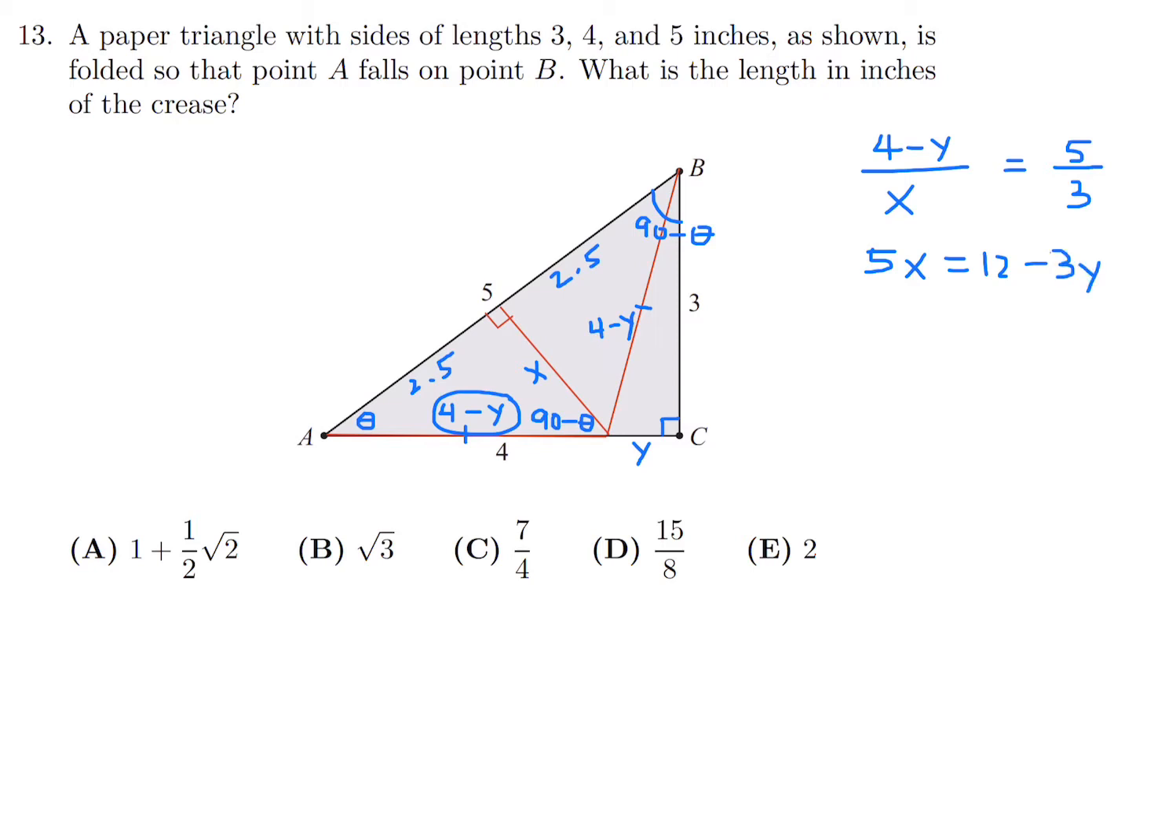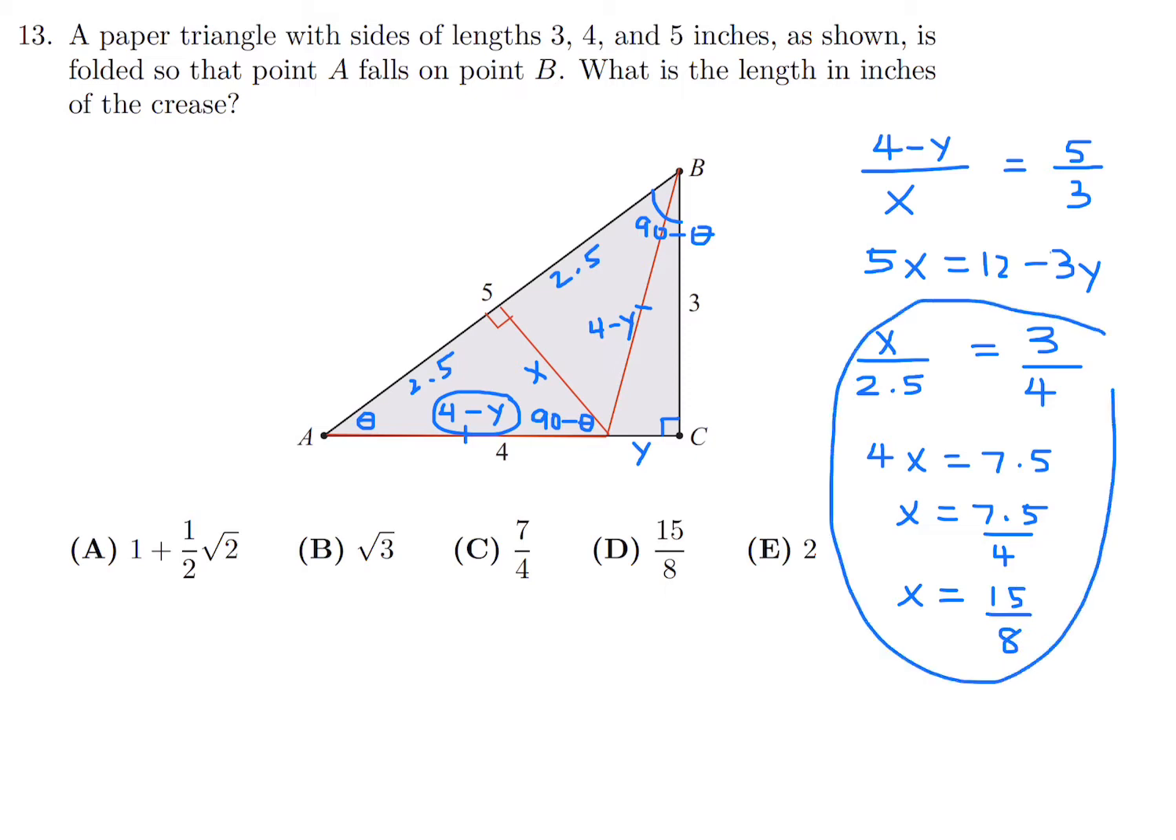And let's see what other similar triangle in the same kind of scenario, x over 2.5 would be the same as 3 over 4. So I think this is probably more beneficial. 4x is equal to 7.5, and therefore x is equal to 7.5 over 4. If you multiply top and bottom by 2, you get 15 over 8. There you go. Probably only needed to do just this. Makes it much easier. So number 13, the answer is D.